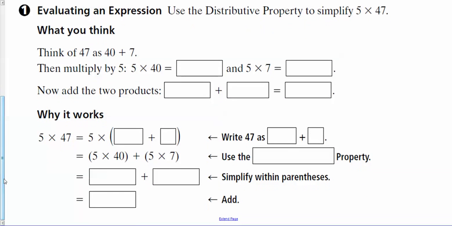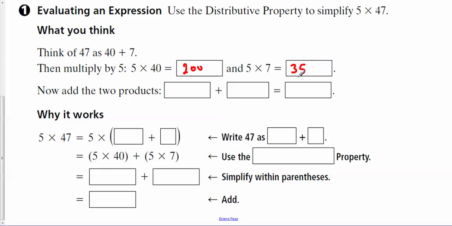So evaluating an expression, use the distributive property to simplify 5 times 47. So what we need to do, we need to write 47 in expanded form. So 47 in expanded form is the value of each number. So if it was just a 4, it would be 40. And if it was just a 7, it would be 7. Just like I say it, 47. So then I multiply 5 times 40. So 5 times 40 is 200. And then 5 times 7 is 35.